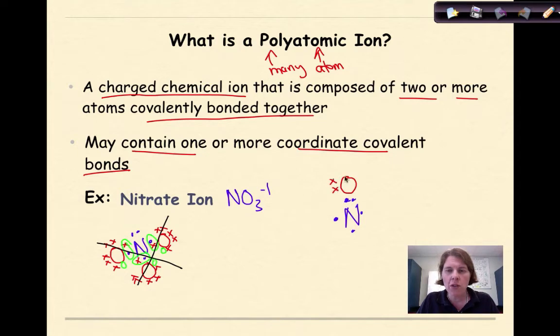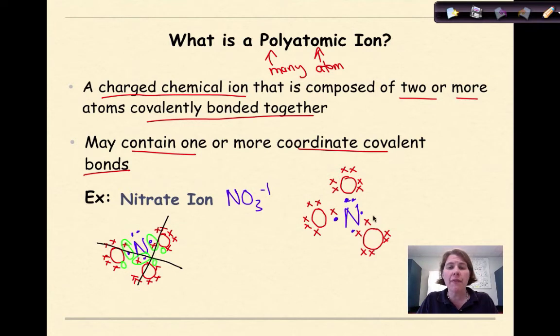So 1, 2, 3, 4, 5, 6. I'm going to put another oxygen over here to make just a regular covalent bond. So 1, 2, 3, 4, 5, 6. And then I'm going to put a double bond. So I'm going to arrange this oxygen off to the side, and I'm going to say this is going to be a covalent bond. So 1 and then another one, 2, 3, 4, 5, 6.